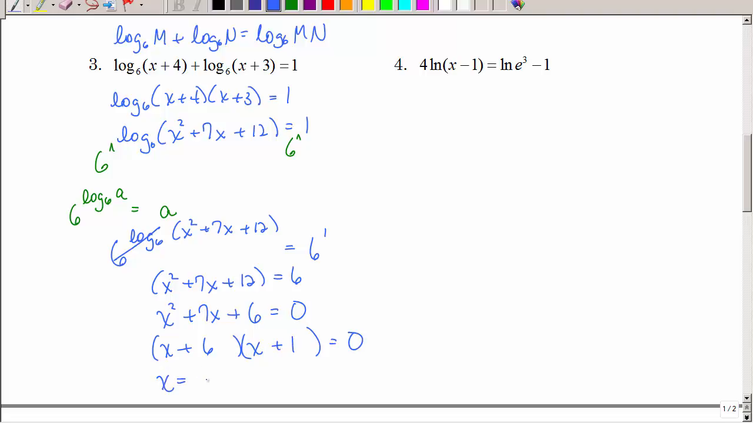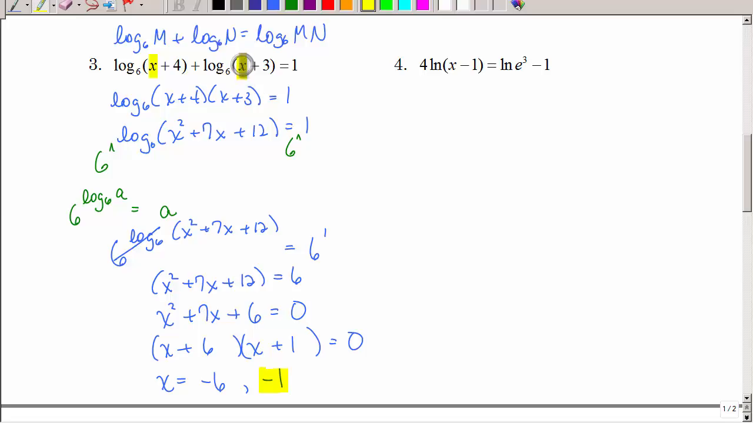And solving for x, I get negative 6 and negative 1. Now, don't cross them both out. Remember, we have to take the log of something positive. So if I check negative 1 back here and here, if I plug negative 1 in for x, negative 1 plus 4 is still positive 3. So that's okay.